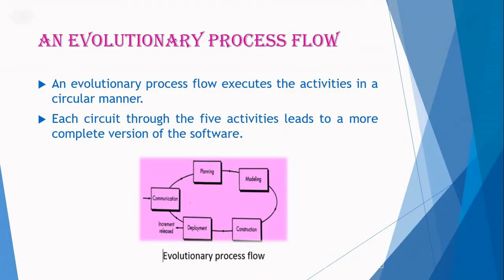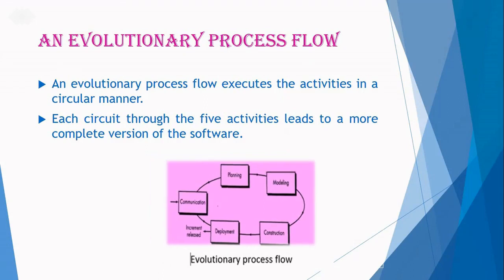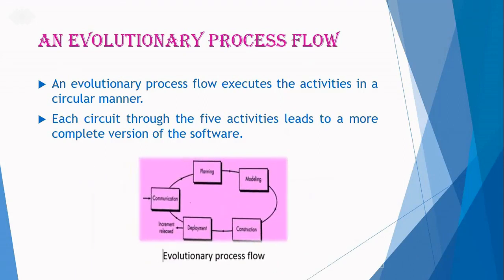Now come to the evolutionary process flow. An evolutionary process flow executes the activities in a circular manner. Each circuit through the 5 activities leads to a more complete version of the software. For example, the first stage is communication, then it goes to planning, then modeling, then construction, and finally to deployment. After deployment, it will release just one increment. Later, like that, several increments are released until the final product is produced.